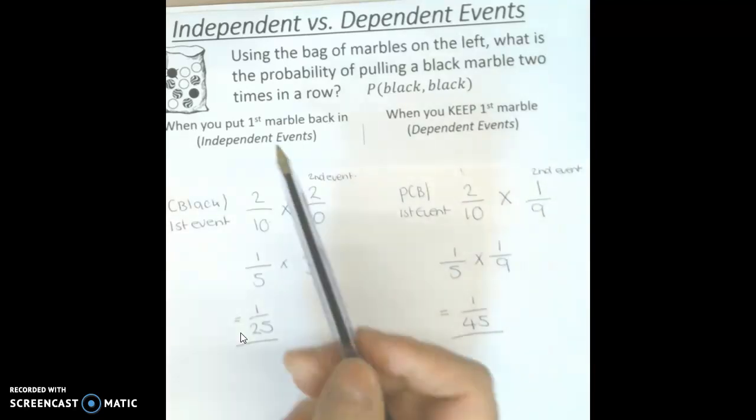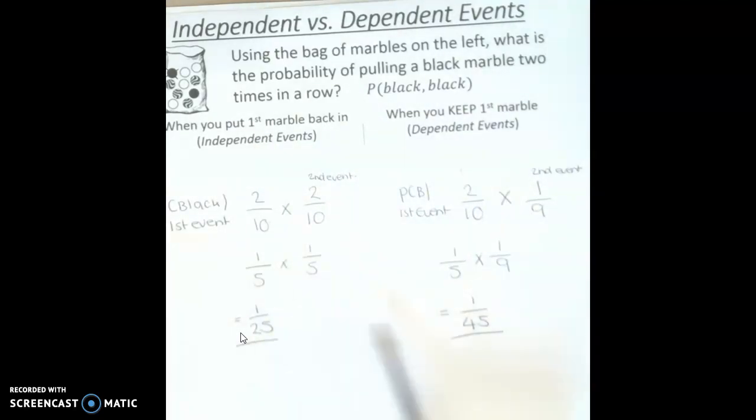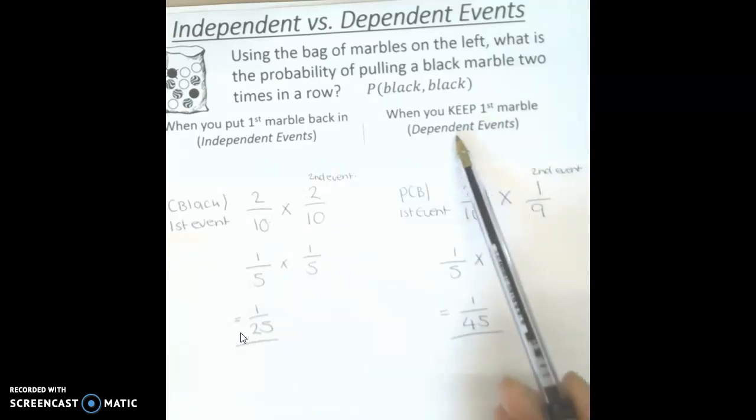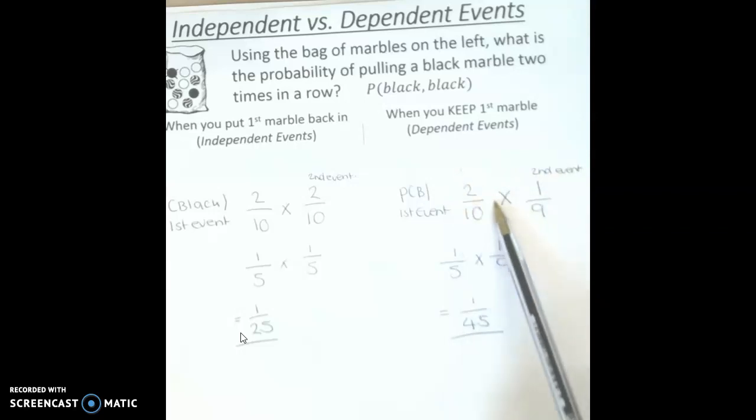Okay, so by having an independent or a dependent event affects the two probabilities, and it's dependent because this depends on what happened in your first event. The second event is affected by you not placing the marble back into the bag. Have a go at the next one and see if you can work through it yourself.